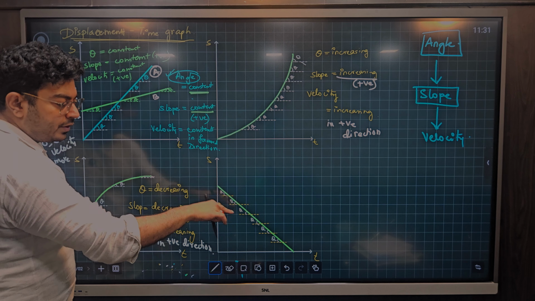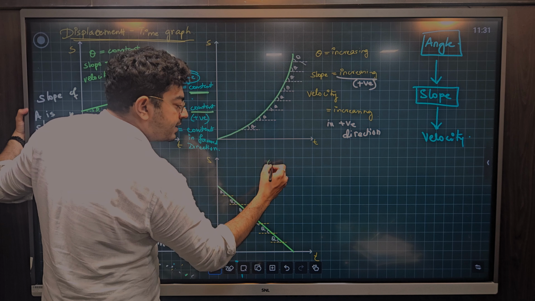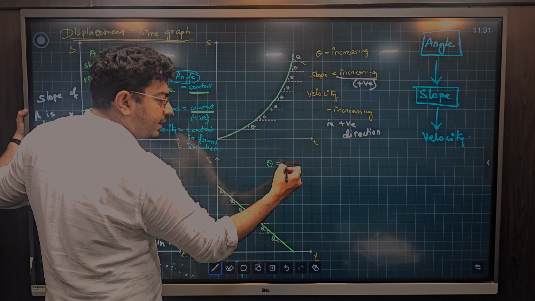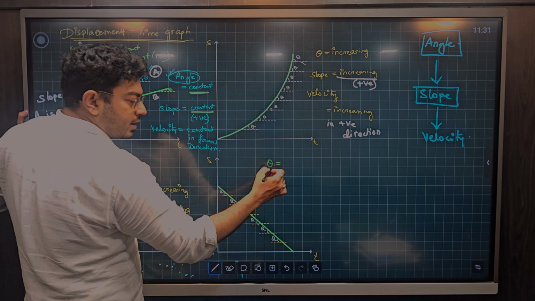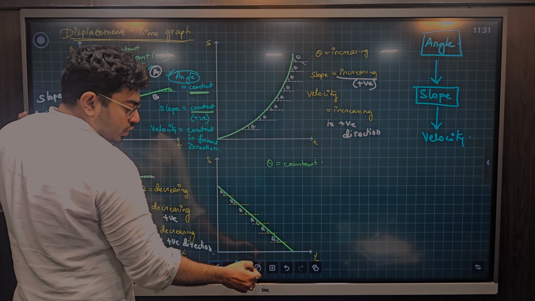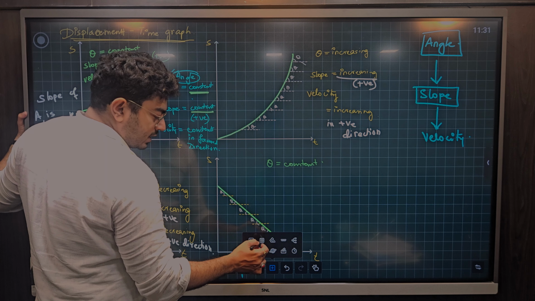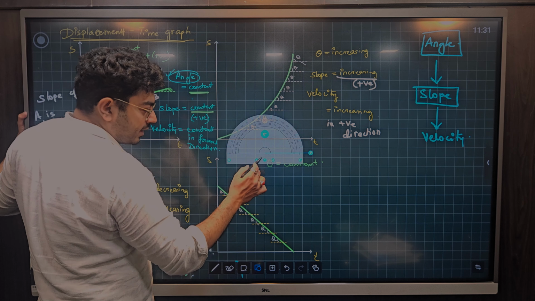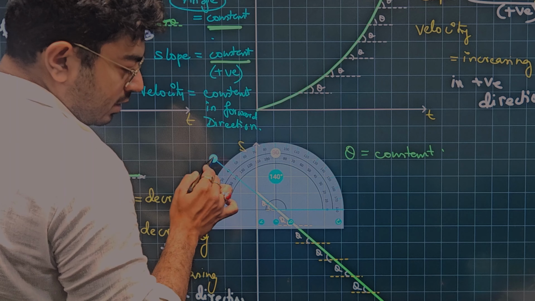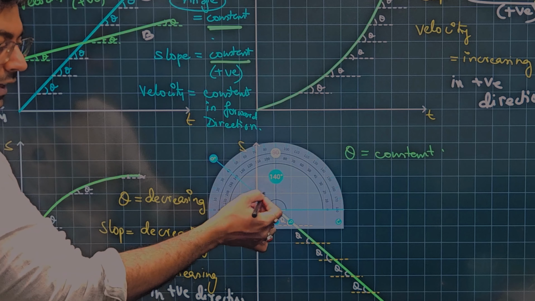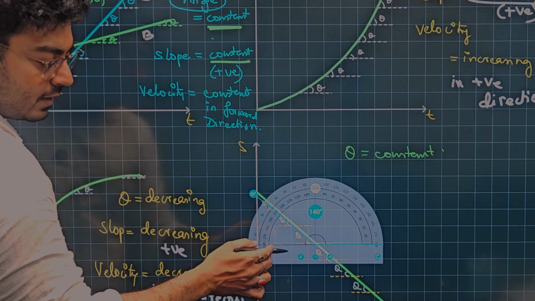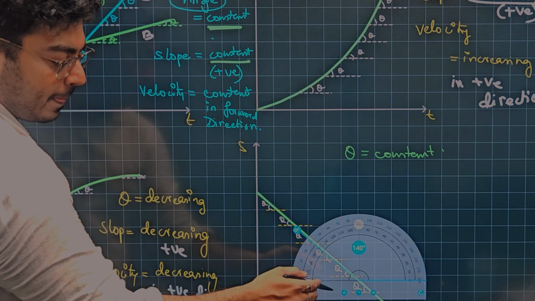Just see. So here we are looking for the angle. So what we can say? Theta here is increasing or decreasing? Here theta is constant. So if theta is constant, that means if I just take a protractor, you can see here we are taking this angle, that is 180 minus 140. This is always constant, right?